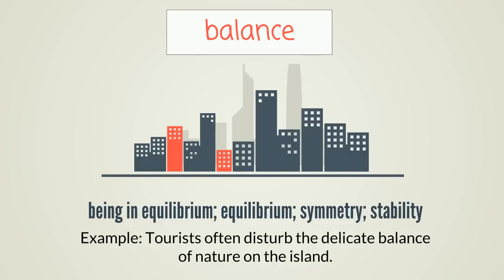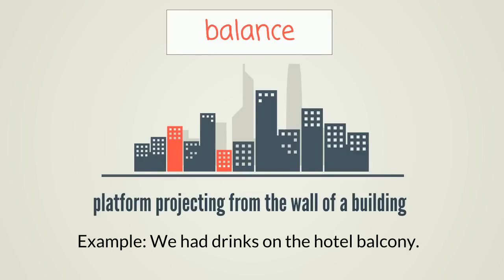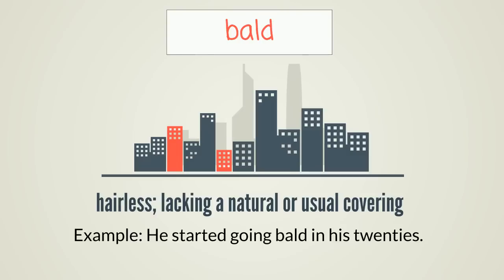Balance. Being in equilibrium, symmetry, stability. Example, tourists often disturb the delicate balance of nature on the island. Balcony. Platform projecting from the wall of a building. Example, we had drinks on the hotel balcony. Bald. Hairless, lacking a natural or usual covering. Example, he started going bald in his 20s.